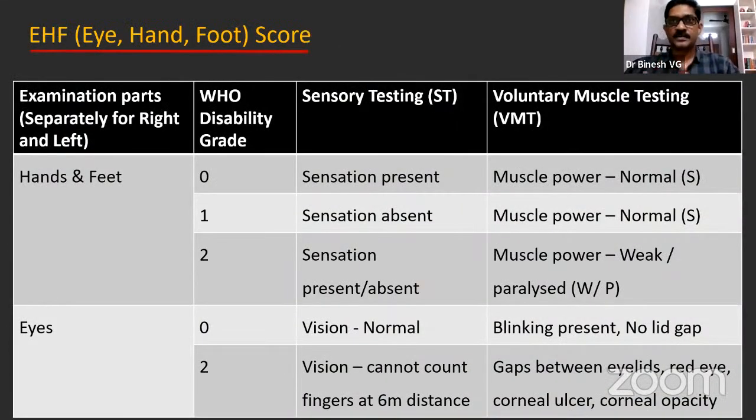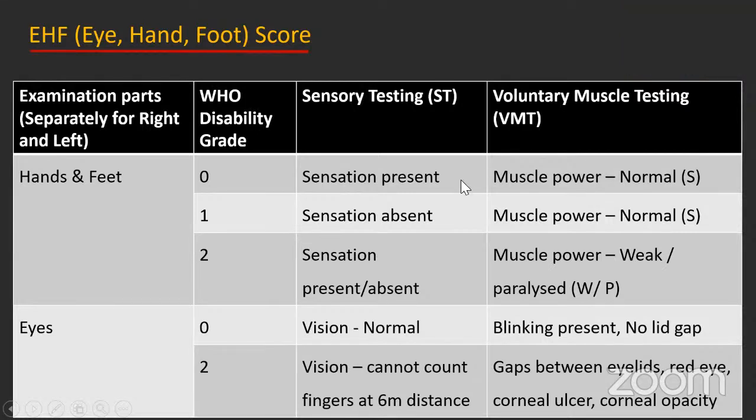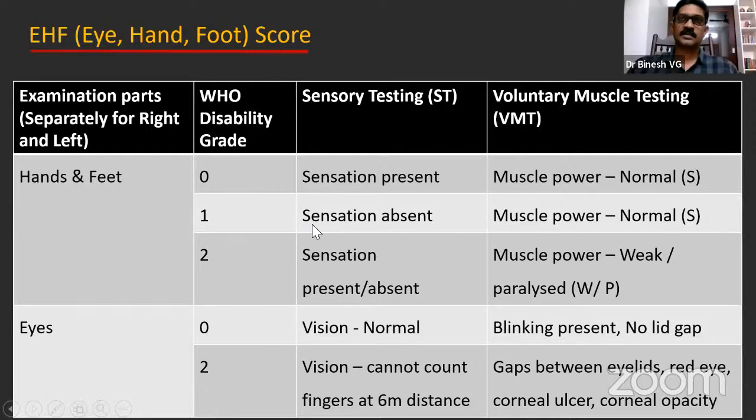So after completing this, we have done a sensory test, we have done a voluntary muscle test. We have done it on the eyes, and on the hands and feet. Now we can grade the deformity, if there is one. For the hands and feet, the grading of the deformity is the same. When the sensation and the muscle power are normal, the grade is 0. When only sensation is lost, then it is grade 1 disability. When muscle power is affected, there is muscle weakness or paralysis, then it is grade 2, irrespective of the sensation.